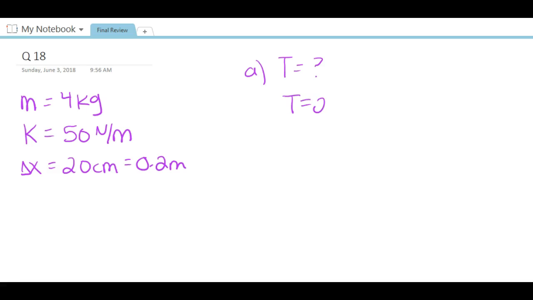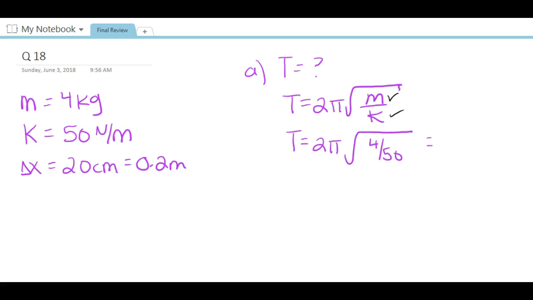So the equation for a mass spring system for a period is T equals 2 pi times the square root of m over K. So we know the mass and we know the spring constant from the information, so we have everything that we need. So we plug what we know into the equation, 2 pi times the square root of m, which is 4, divided by 50. We ultimately will get 1.777 seconds. So time period of this is 1.77 seconds.